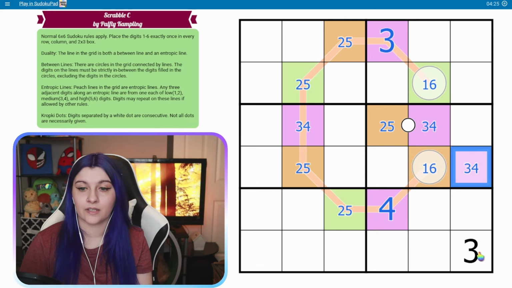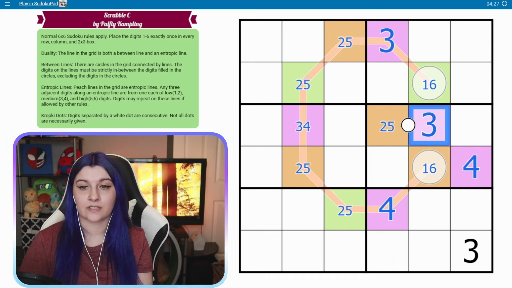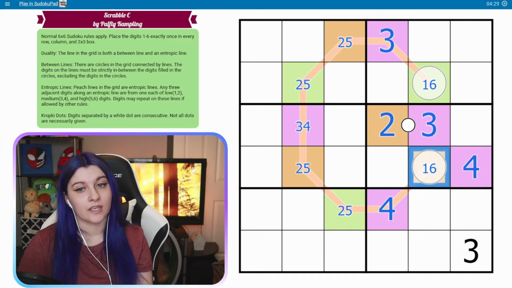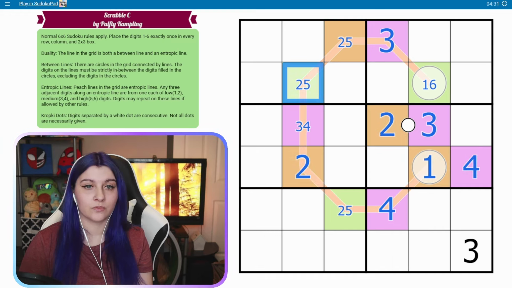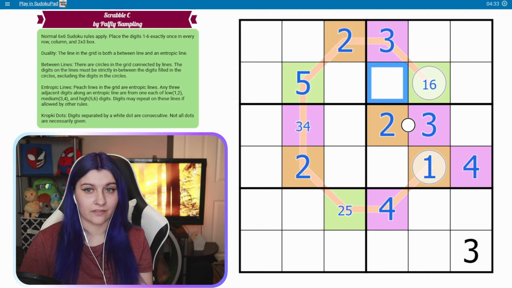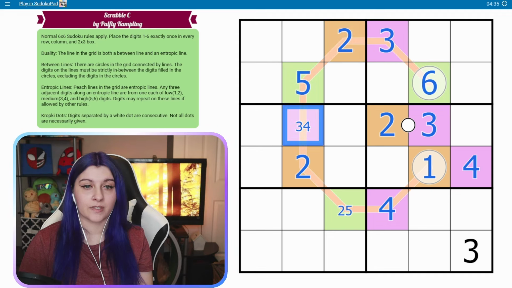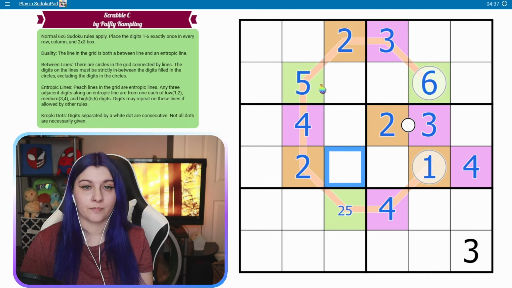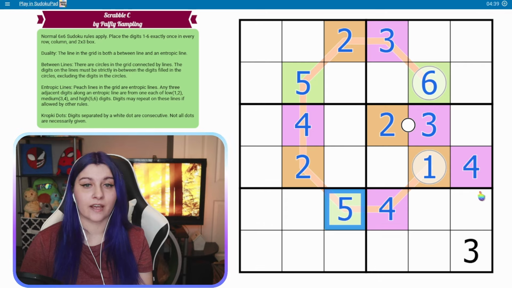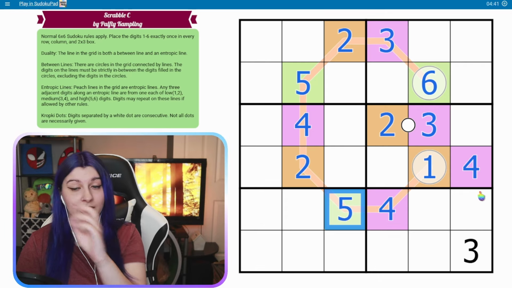Ah, and there you go. This is a 3, so this is a 4, so this is a 3, meaning this needs to be a 2. So this will be a 1, this will be a 2, this will be a 2, this will be a 5, this will be a 6. This will be a 4, missed that. This is a 5, this is a 5. Very nice. I have the pattern.